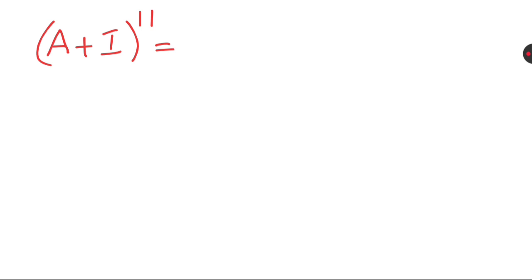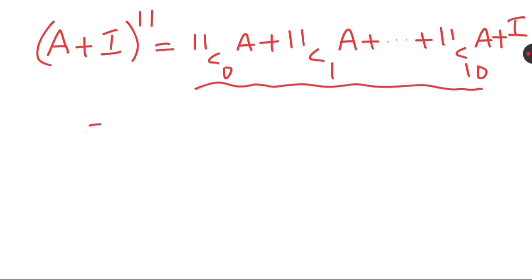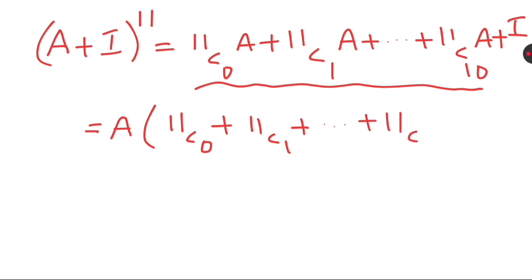So what we got: 11c0 A plus 11c1 A up to 11c10 A, and then the last term, 11c11 I raised to the power of 11, is nothing but only I. So the last term is only I. From the first terms, we have A as common. So let's take A as common. Then what is left? 11c0 plus 11c1 and so on up to 11c10.